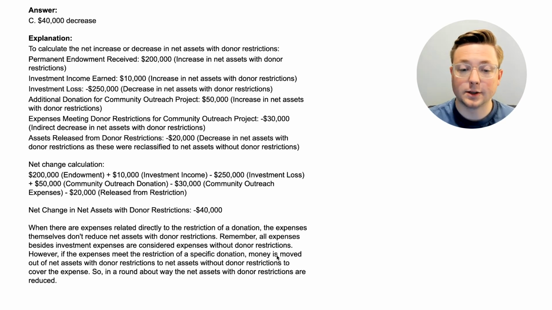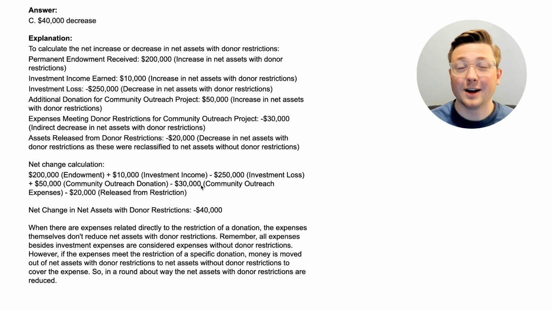So the rest of this, I think, is pretty straightforward. You know, the endowment and the investment income, those had restrictions. The investment loss was related to the endowment, so that's with restriction. The community outreach donation, that was specifically related to that. And then the $20,000 was released from restriction, so again, that's pretty straightforward. But the thing that was probably the most confusing was that $30,000 of expenses directly related to the community outreach program, and that's how that works.